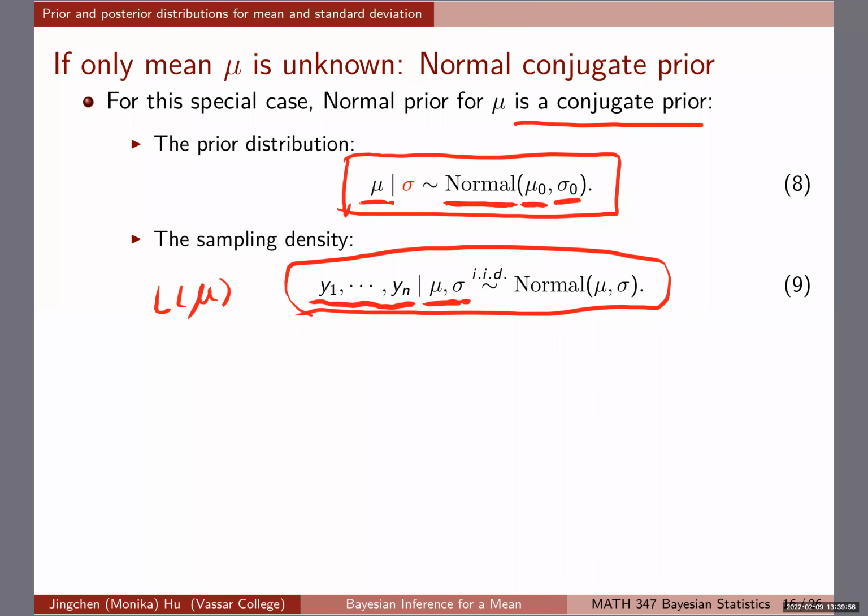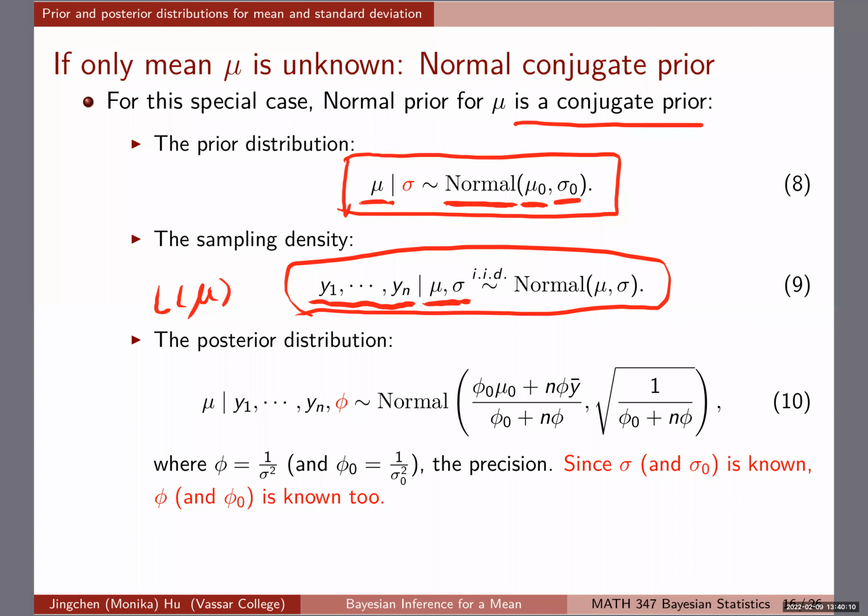With that, according to my claim, we're going to have a conjugate prior. If we start with a normal prior for mu, we're going to arrive at a normal posterior for mu. So that's the big picture. We have a relatively complicated form here, so bear with me, but we will all be able to derive it because it's nothing more than an algebra exercise.